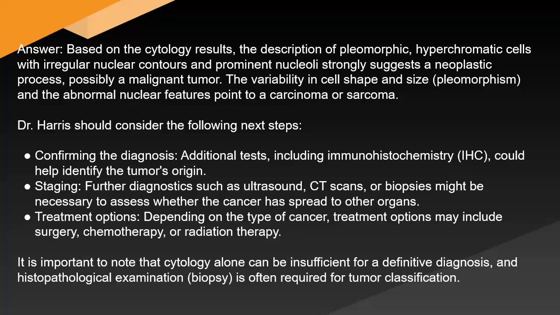Dr. Harris should consider the following next steps. Confirming the diagnosis. Additional tests, including immunohistochemistry, could help identify the tumor's origin and staging. Further diagnostics such as ultrasound, CT scans, or biopsies might be necessary to assess whether the cancer has spread to other organs. Treatment options. Depending on the type of cancer, treatment options may include surgery, chemotherapy, or radiation therapy. It is important to note that cytology alone can be insufficient for a definitive diagnosis, and histopathological examination. Biopsy is often required for tumor classification.